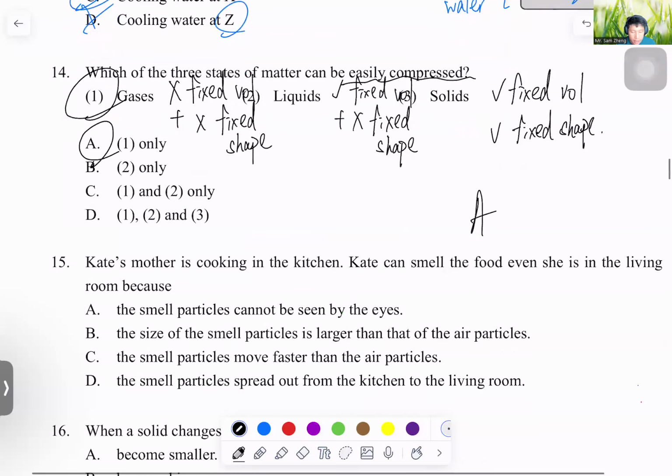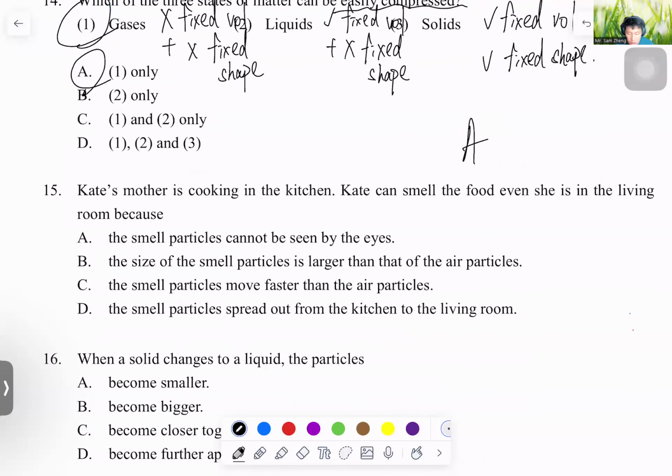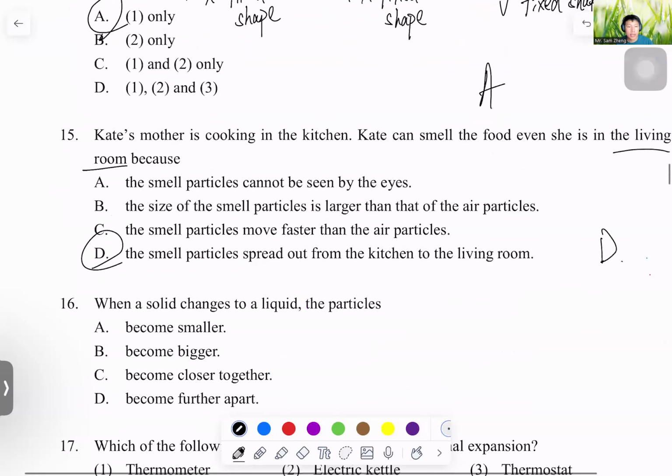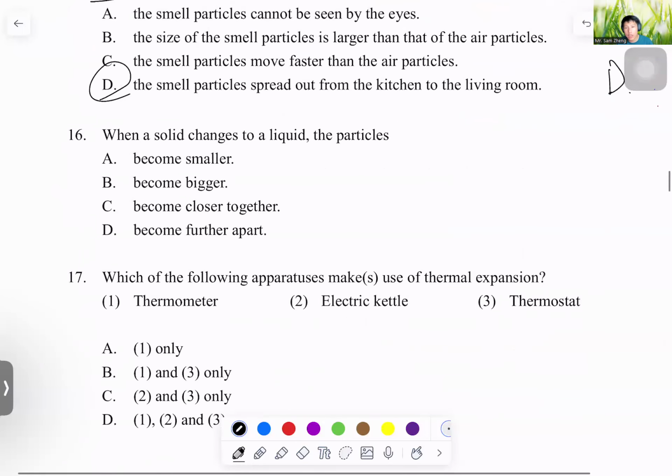Next, Kay's mother is cooking in the kitchen. Kay can smell the food even though she is in the living room. Why? Because the smell particles spread out from the kitchen to the living room, since all the particles can move randomly around in all directions. Next, 16: when a solid changes to a liquid, the size of the particles would not change.